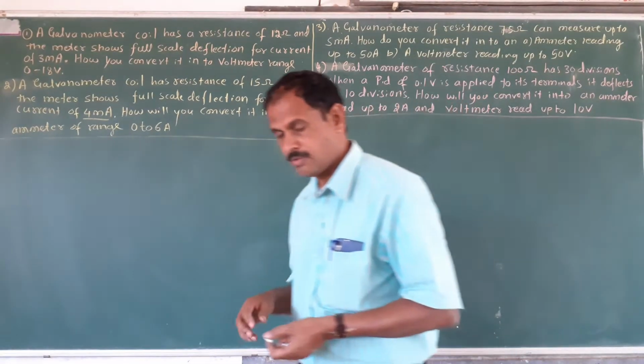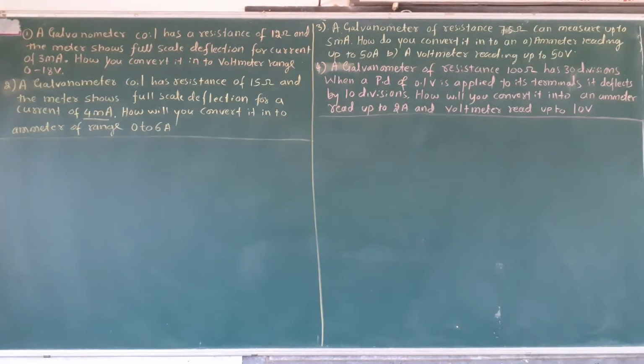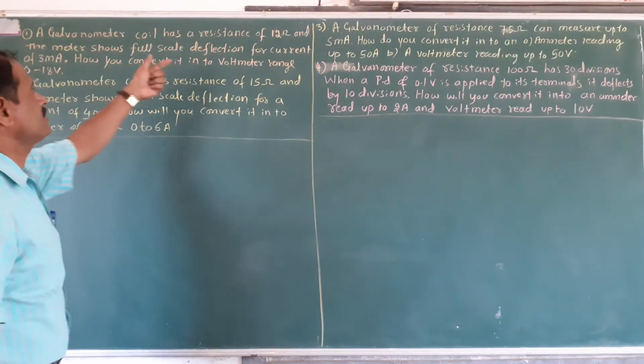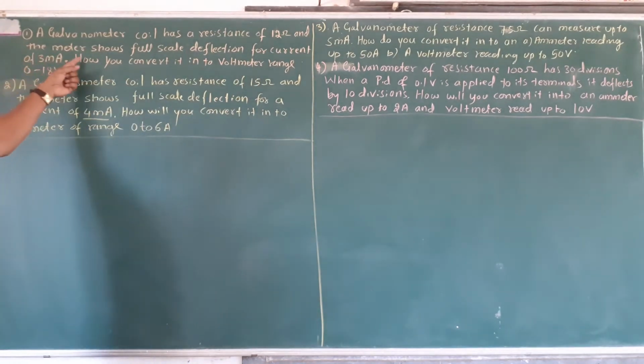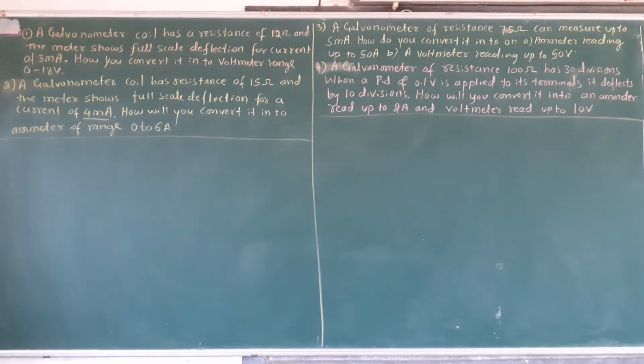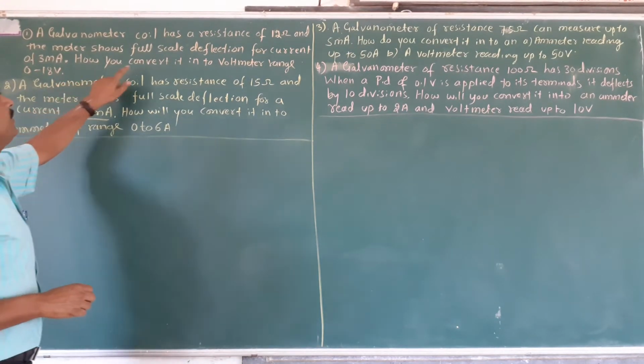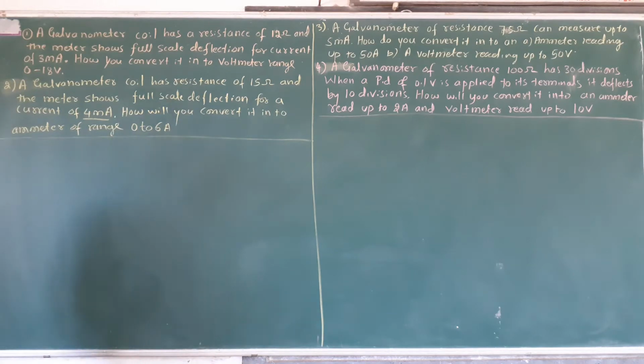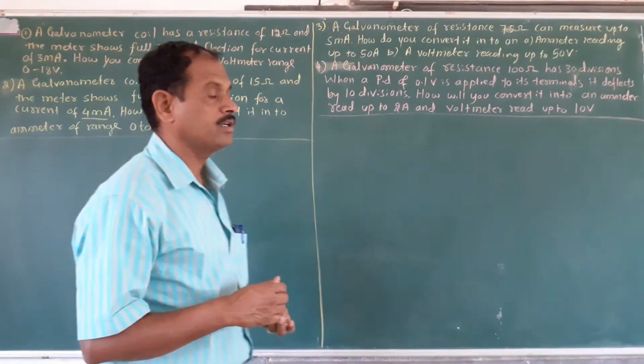Yes, fine. Now what are the problems? There are 4 problems. A galvanometer coil has a resistance of 12 ohm and the meter shows full scale deflection for a current of 3 milliampere. How do you convert it into a voltmeter of range 0 to 18 volt? This is the problem, based on the conversion of a galvanometer into a voltmeter.